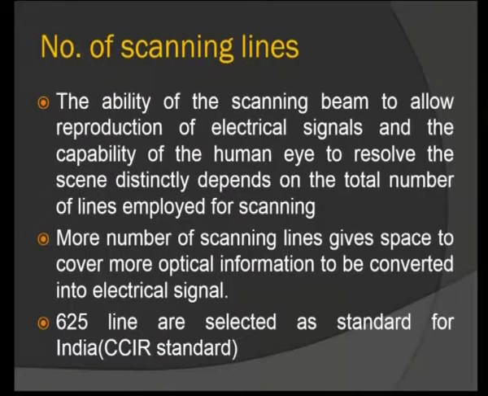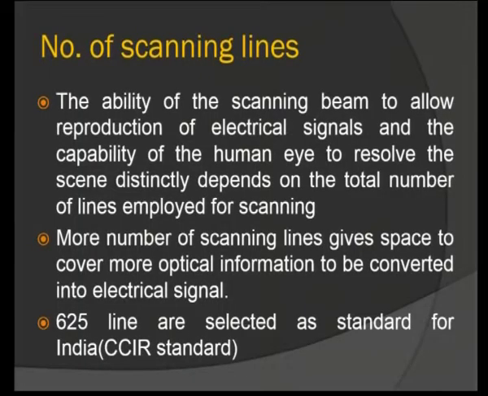Why do we need a number of scanning lines? What should be the number of scanning lines? The ability of the scanning beam to allow reproduction of electrical signals and the capability of the human eye to resolve the scene distinctly depends on the total number of lines employed for scanning. That is, the ability of how the scanning will be produced, that is, how the electrical signal will be reproduced, the elements of a picture, and also how distinctly the eye is able to visualize the picture. All these depend on the number of scanning lines.